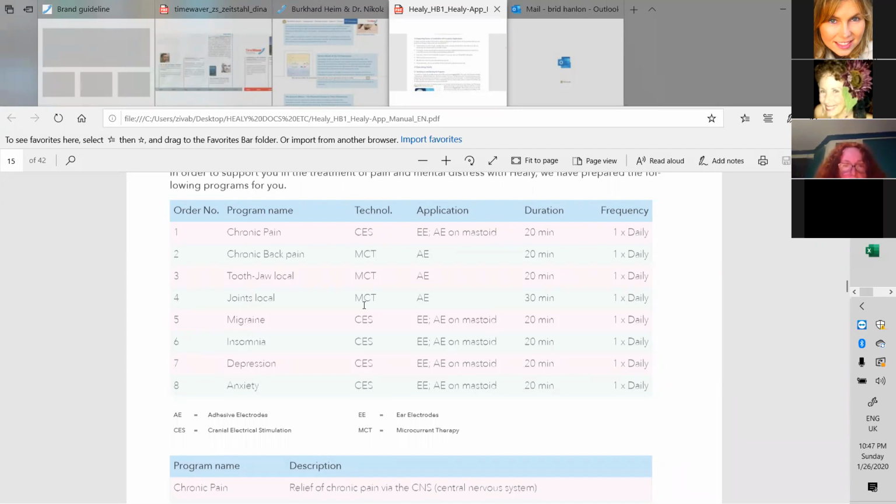So we have here a combination of cranial electrical stimulation application and MTC, which is microcurrent therapy. So if it's microcurrent therapy and it's local, back pain is local, jaw, tooth is local, joints are local, then you can use the adhesive electrodes. Those are the small, round, sticky electrodes which have the clip on them.